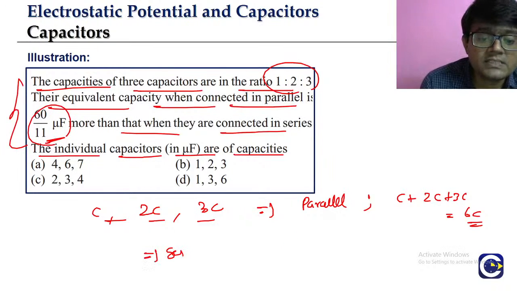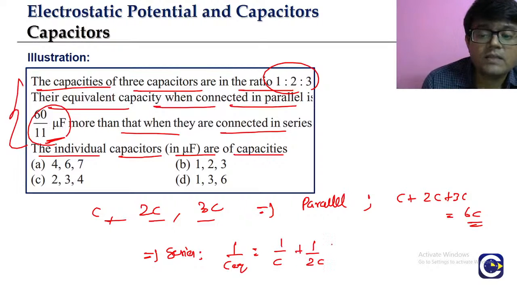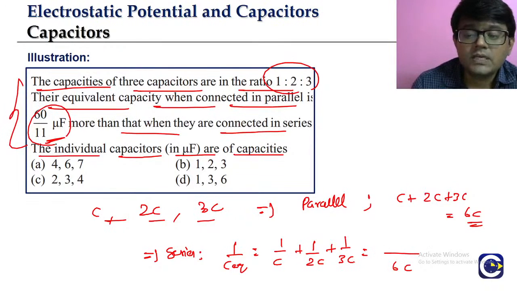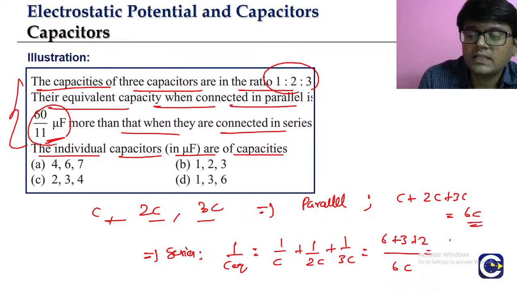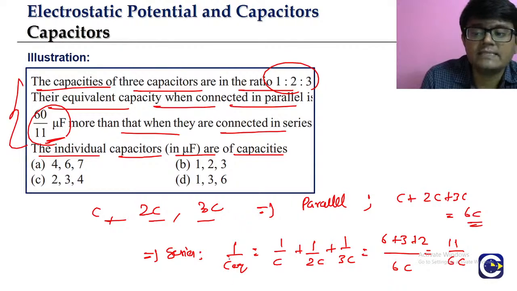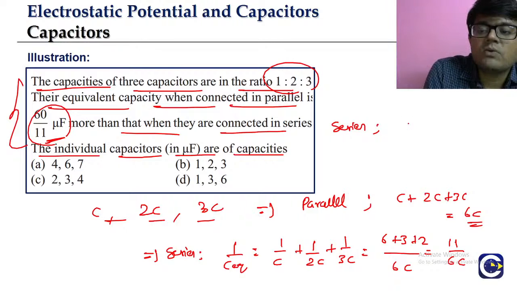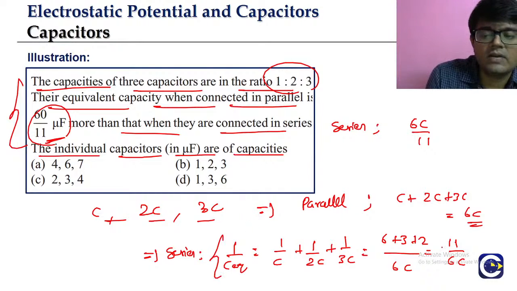If you keep them in series, what is the formula? 1 by C equivalent is equal to 1 by C1 plus 1 by C2 plus 1 by C3. The LCM is 6C, so we get 6, 3, 2. That gives 11 by 6C, which is 1 by C equivalent. So for series, the C equivalent value is 6C by 11. Okay.